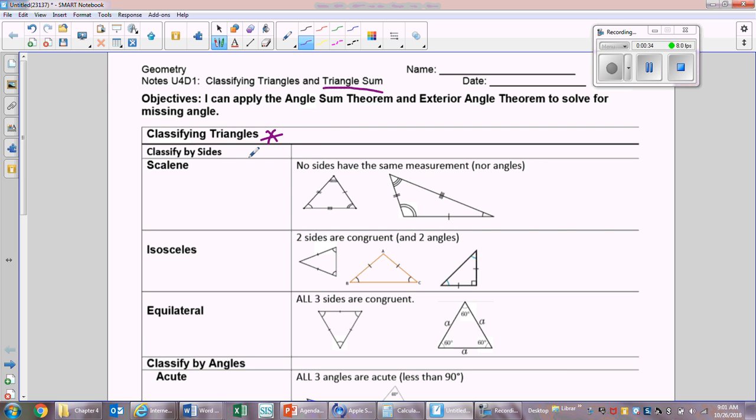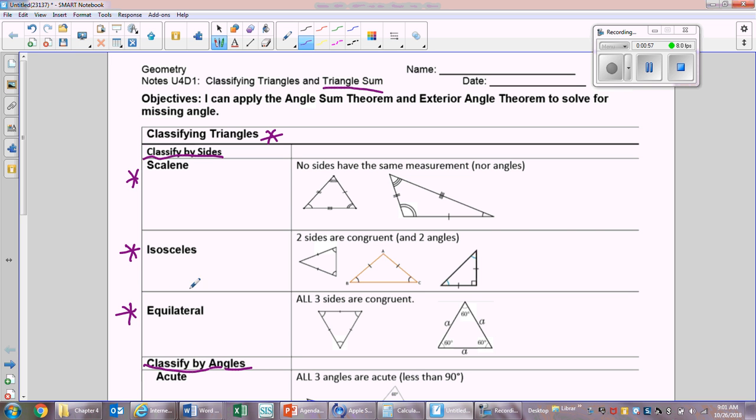I'm sure you have seen it before, but I just want to make sure we are on the same page. Triangles can be classified using their sides and using their angles. So what are the classifications of triangles using their sides? One is scalene triangle, the other is isosceles triangle, and equilateral triangle.